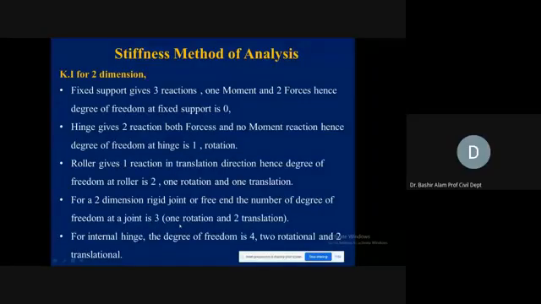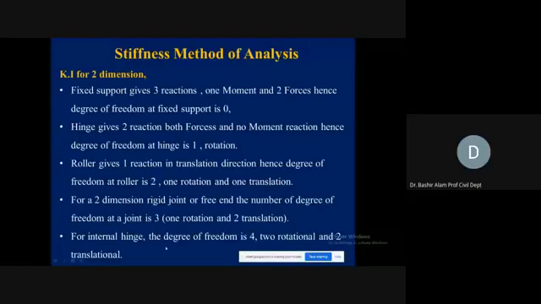It will be rotation and 2 will be translation. So if it is a frame rigid joint, it will be allowing moment. Although the moment of one member is going to be the same as the other member, so it will be rotating, but by the same amount. So 1 rotation, and then we will be having 2 translations, 1 vertical and 1 horizontal. And similarly is the case in case of the free joint.